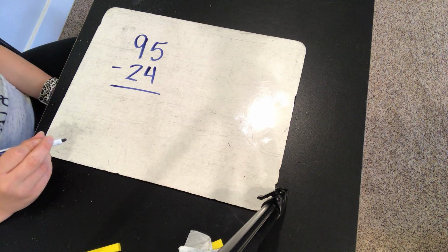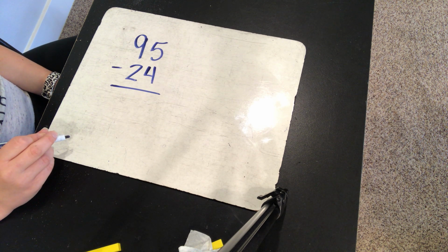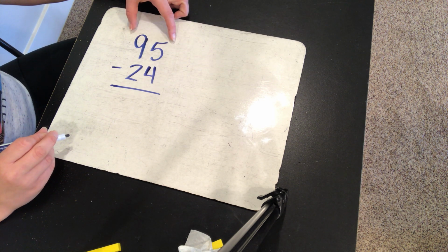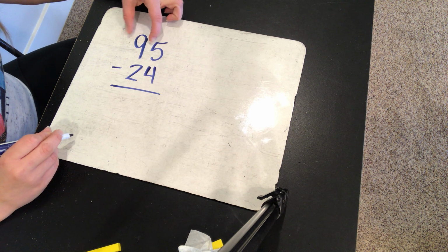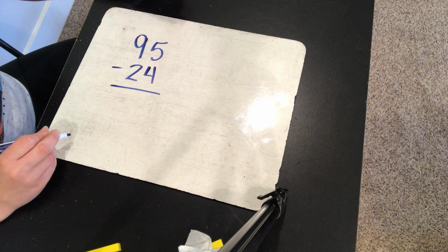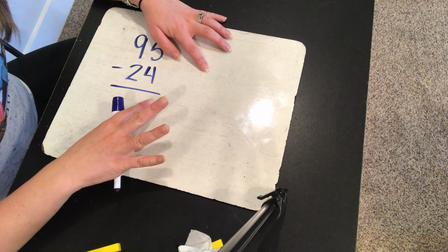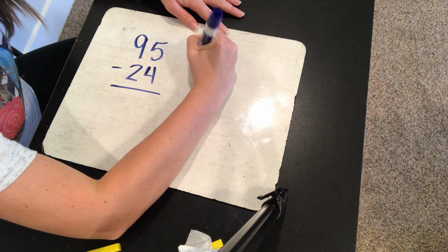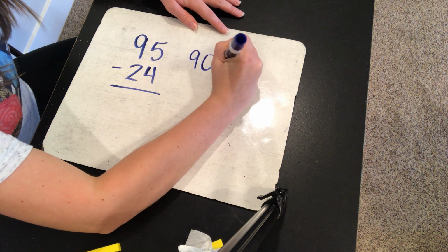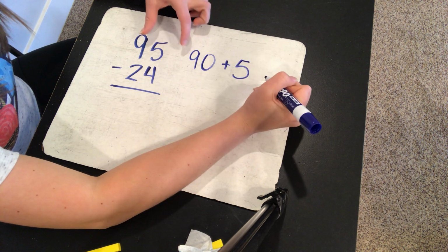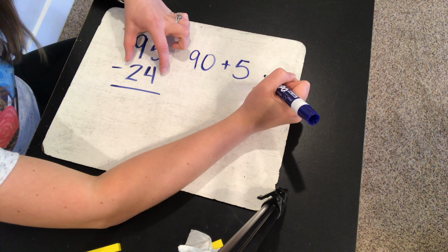Okay, what if I have 95 minus 24? Let's stretch it out into expanded form. What's the expanded form of 95? There are 9 tens, and those 9 tens represent 10, 20, 30, 40, 50, 60, 70, 80, 90. So 90 plus how many? 5. 90 plus 5 is 95, and then 24.